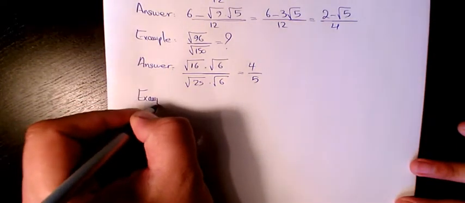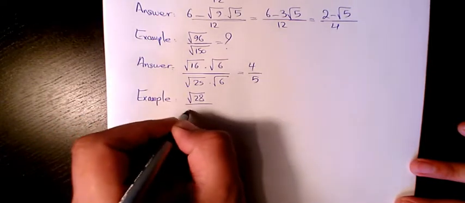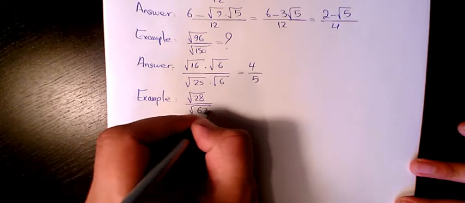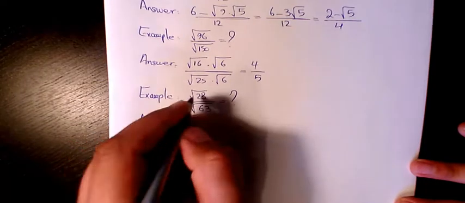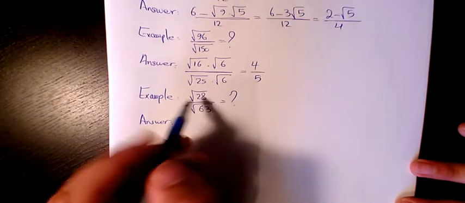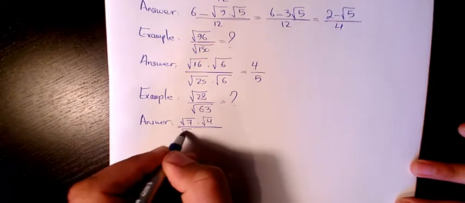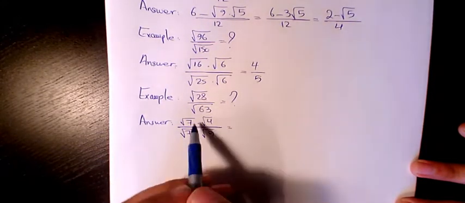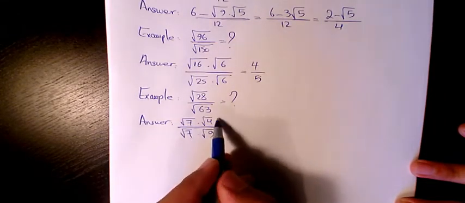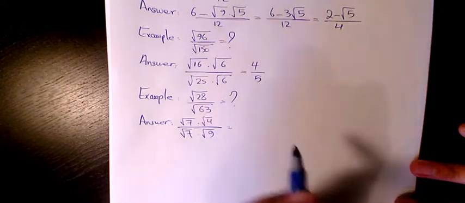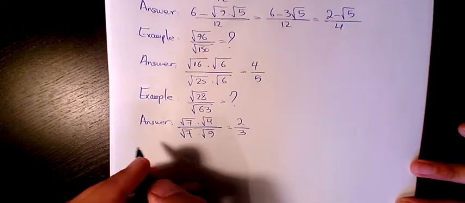Next example is root 28 divided by root 63. Answer is 28 is 7 times 4 and 63 is 7 times 9. So root 7 times root 4 divided by root 7 times root 9. These two cancel out. This will be just root 4 divided by root 9. Root 4 is 2, root 9 is 3, so the final answer is 2 over 3.